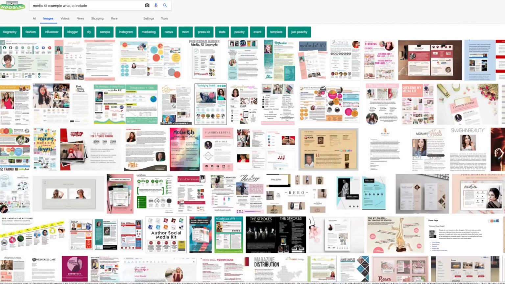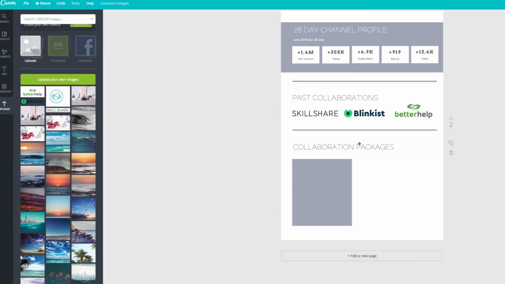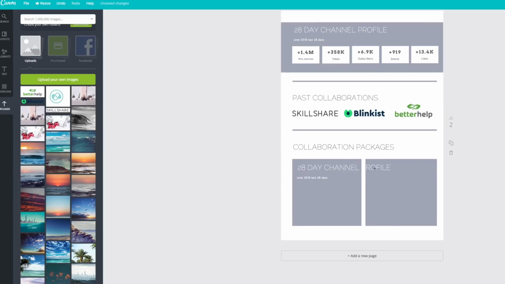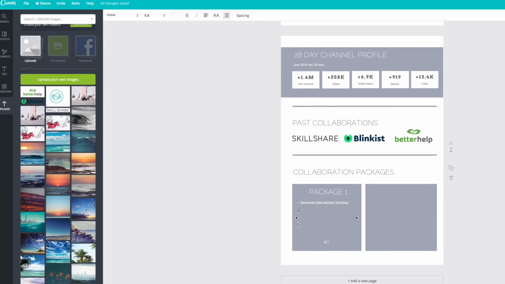And last but not least is collaboration packages. This is where you can sort of help yourself by having a set price for your collaborations. And you can have even tiered collaboration packages. So you can upsell brands by offering an Instagram post, or if you have a blog on the side, you could offer a blog post as well, or links in the next 4 video descriptions. You can get creative with your collaboration packages.